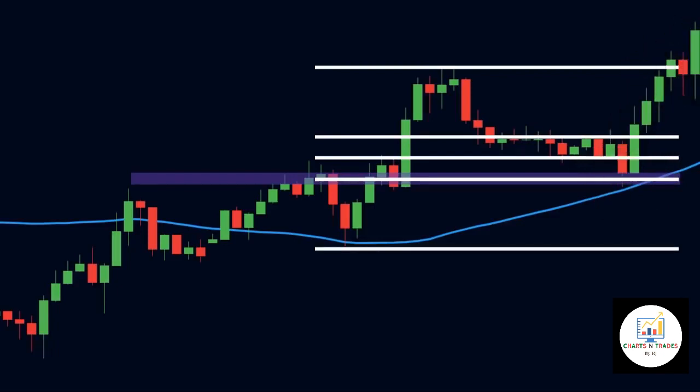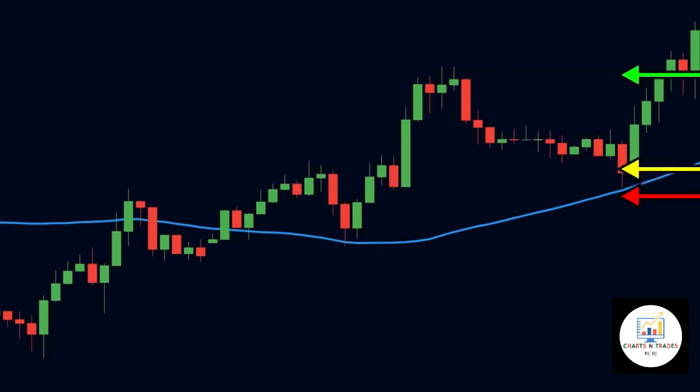So we enter as soon as the price touches the 61.8 level. We can keep our stop loss a few ticks below the moving average, and we can target the most recent highs. And as you can see, the price achieved our targets within the next 3 candles. That brings us to the end of this video.